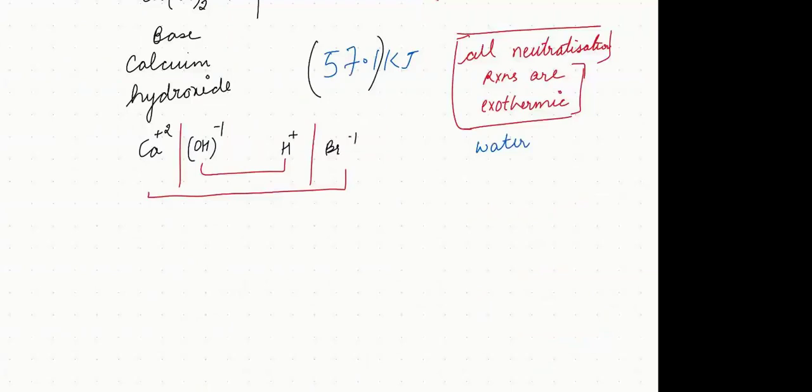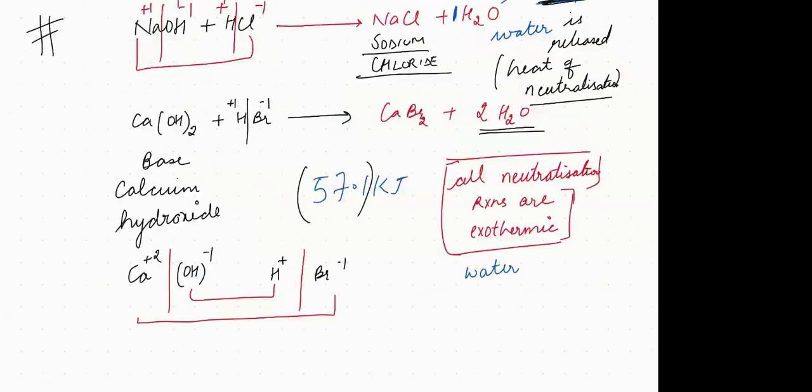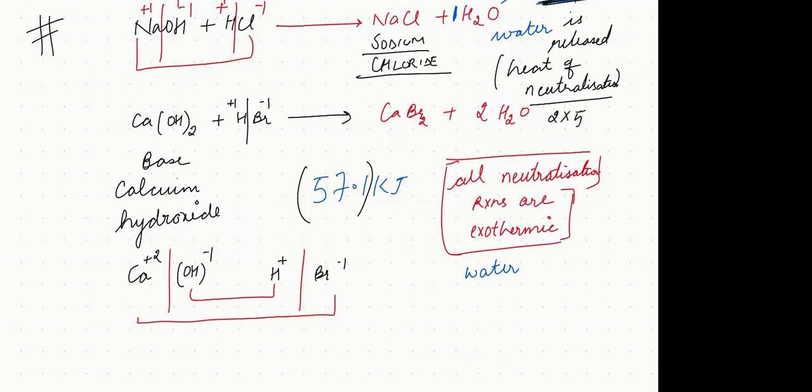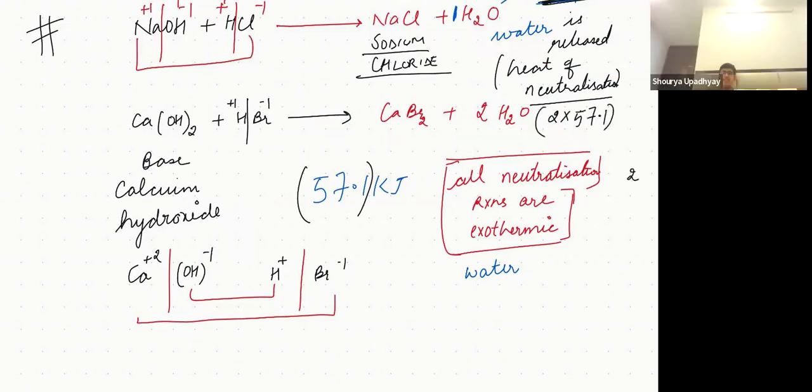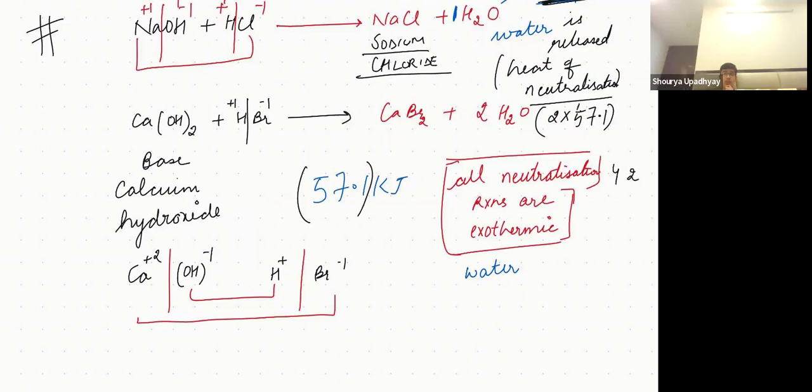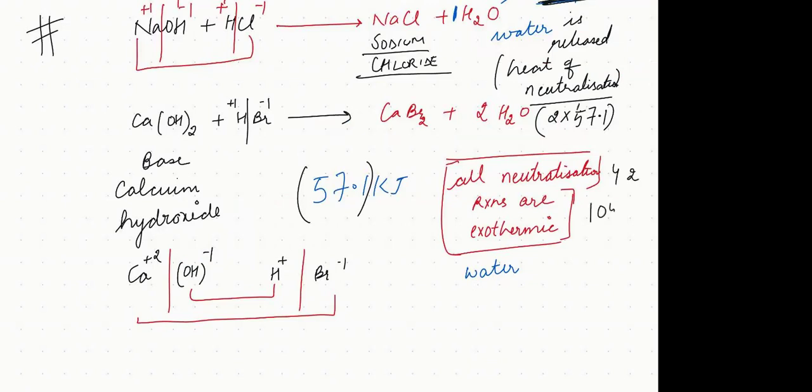Next, what do we have? Now, in this example, if I tell you that we have two H2O being formed, what do you understand from this? Two H2O being formed means two molecules of water. So, how much energy? Two times 57.1 kilojoules, which is 114.2 kilojoules. So, you have to first balance the equation and check how much water is being formed. Whatever amount of water is being formed, that much energy shall be released in the form of heat.